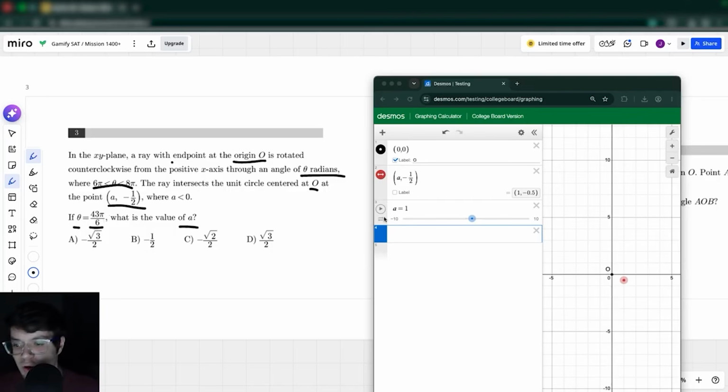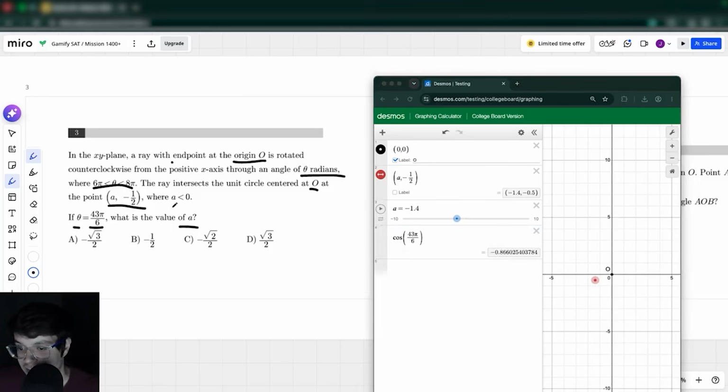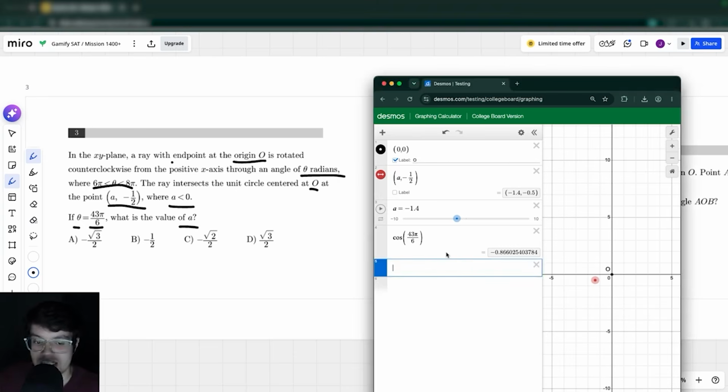But okay, let's think about what we're trying to find here. We're trying to find the x unit of this. We also have the radians here. So what we can literally do is say cosine of 43 pi divided by 6 and see what that gives us. We have negative 0.866. We do know it must be negative because they say a must be less than 0, so that makes sense. And then we just see which of these match up. There's not really an easy way to do this in Desmos regularly. We just have to try it out. Actually, the first one I tried, negative square root of 3 over 2, matches it perfectly. So I can just go with this.